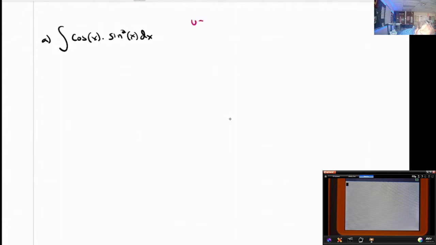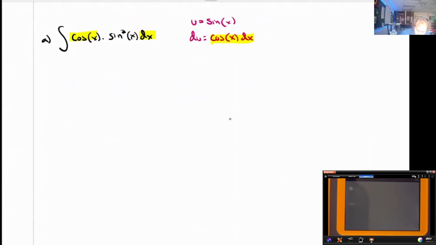So let u equal the sine of x. And that means that du will be equal to the cosine of x times dx. And that gives us a perfect one-to-one u substitution: cosine of x dx, and there's your sine of x right there.